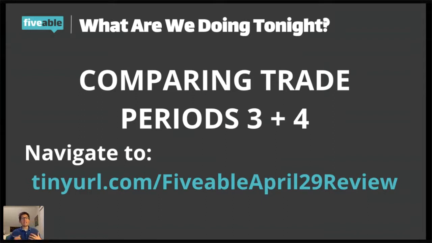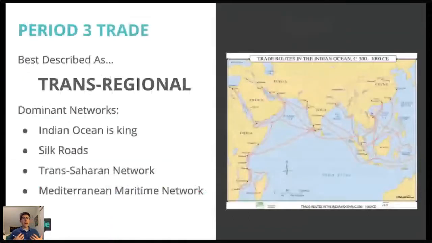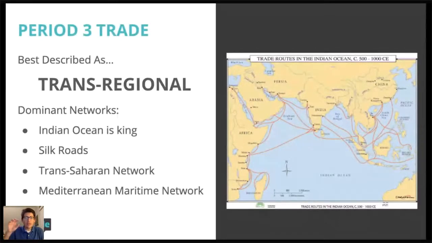Let's think about how we can describe trade in period 3. It is best described as trans-regional. That means each of these individual regions that we've been studying in our course, whether it be China and East Asia or the Middle East or Africa, those are different regions of our world, right? And we're seeing trade go between these regions. So transferring between regions, trans-regional.